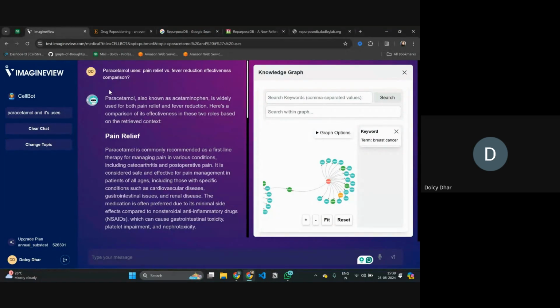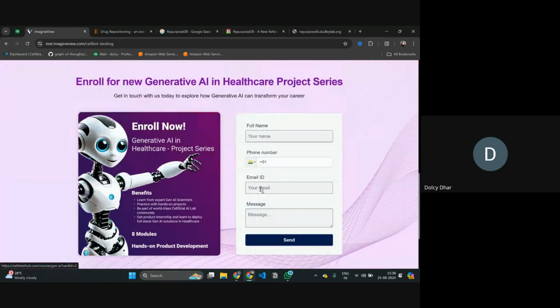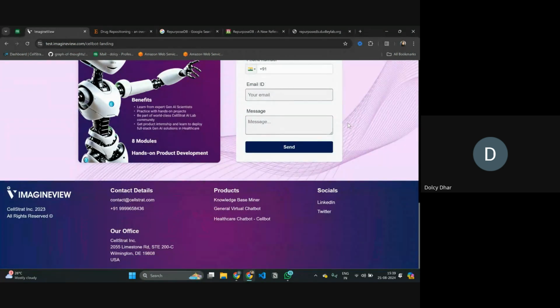That's all from my end, guys. Please go ahead and try CellBot. It will be an amazing and rewarding experience for you, and do drop in your feedback or your suggestions. We are happy to take them. We do have a contact form where you can drop in your suggestions. We are always looking out for critical feedback and new ideas, and any sort of help that you can provide. Yeah, that's all.